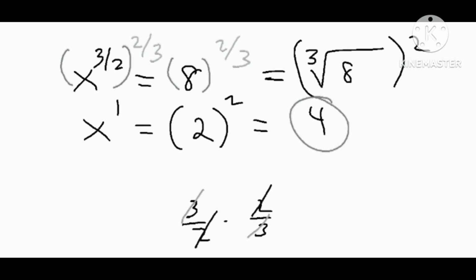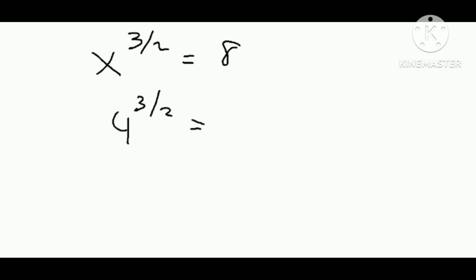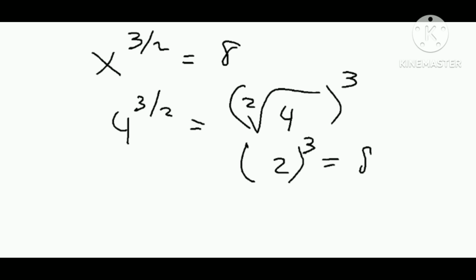And we could check it. If we plug in 4 into this equation, 4 to the 3 halves, this is the same as the square root of 4 to the third. The square root of 4 is 2, and 2 to the third is 8. So the answer works.